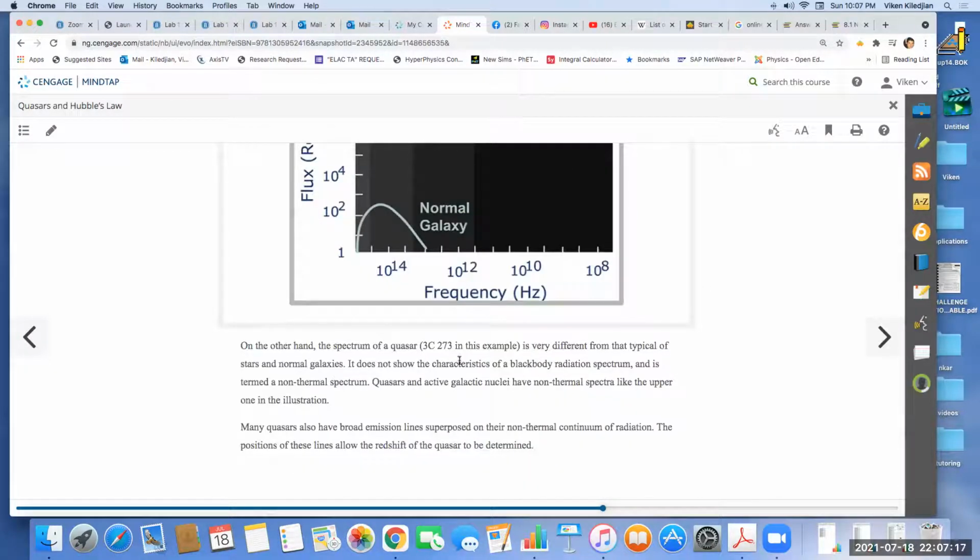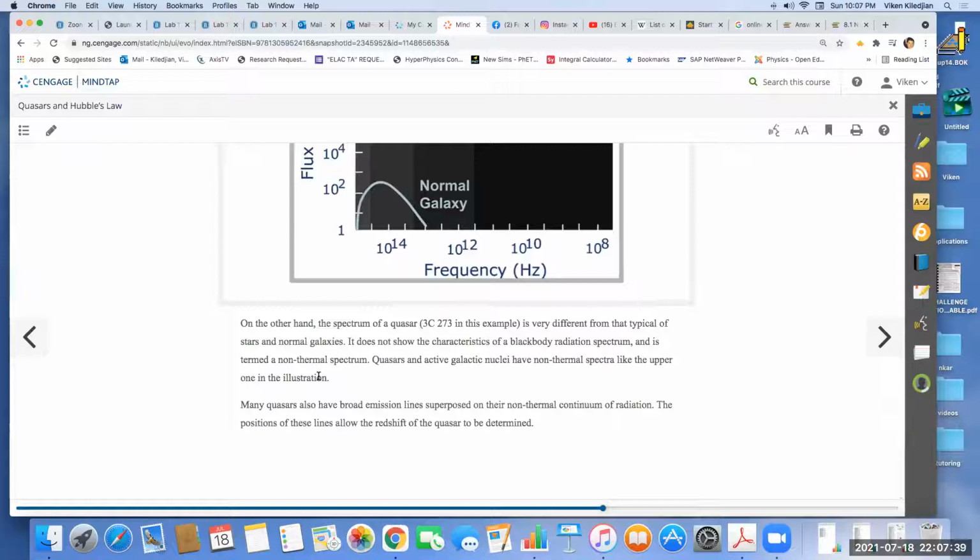On the other hand, the spectrum of a quasar is very different from that of typical stars and normal galaxies. It does not show the characteristics of a blackbody radiation spectrum and is termed a non-thermal spectrum. Quasars and active galactic nuclei have non-thermal spectra like the upper one in the illustration. Many quasars also have broad emission lines superimposed on their non-thermal continuum of radiation. So it's a very weird, different-looking spectrum. Broad emission lines: the position of these lines allows the redshift of the quasar to be determined.